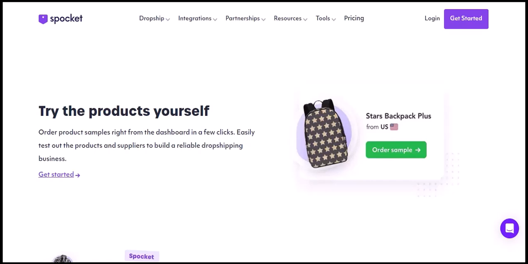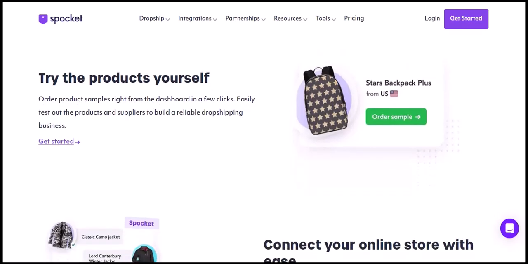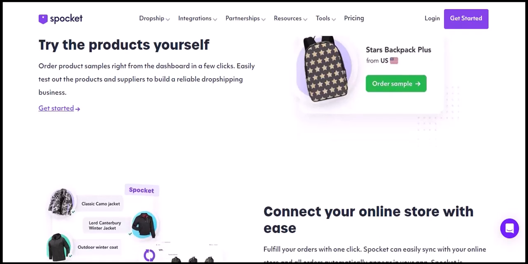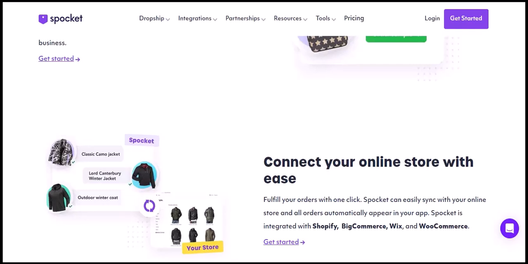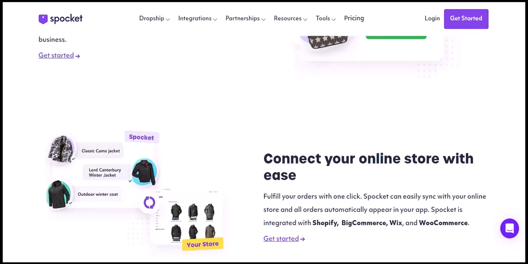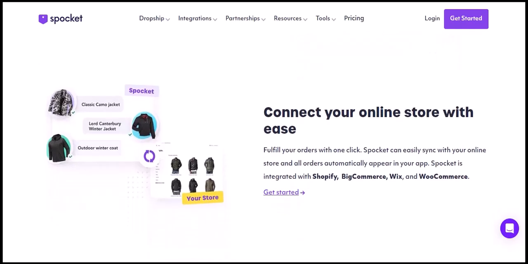So, Spocket payments are simple and secure. You'll use a credit or debit card for your subscription and rely on PayPal and Stripe to process your orders. Just remember to account for the transaction fees in your pricing, and you'll be set for success.